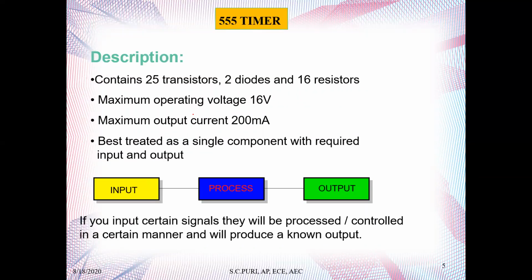Now you can see here, this is the description. It contains 25 transistors, 2 diodes, and 16 resistors. The maximum operating voltage is 16 volt, and the maximum output current is 200 milliampere. A single component is required with input and output. You can see here the input, this is the process, and this is the required output. If you input a certain signal, it will be processed or controlled in a certain manner, and that will produce a known output.